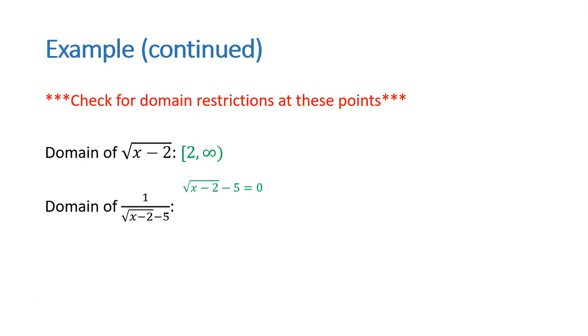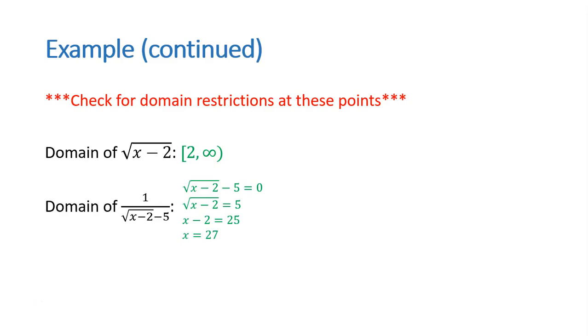So move your 5 over. We want to get the square root by itself so we can eliminate it. Add the 5 to both sides. Now, in order to get rid of a square root, the opposite of a square root is squaring. So we need to square both sides. If we square both sides, we now have x minus 2 is equal to 25. I add 2 to both sides, and I'm left with 27.